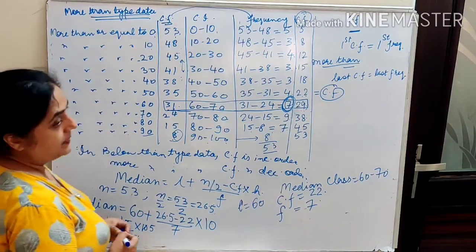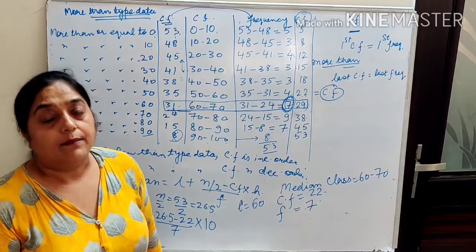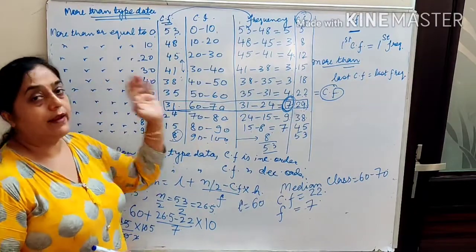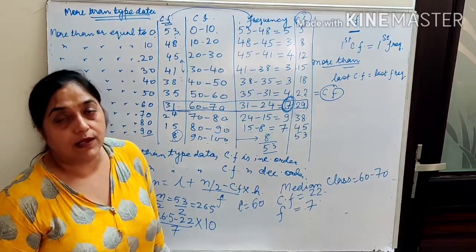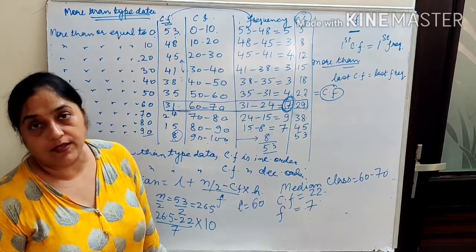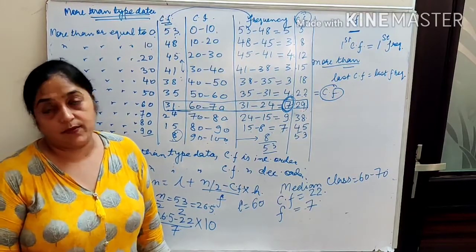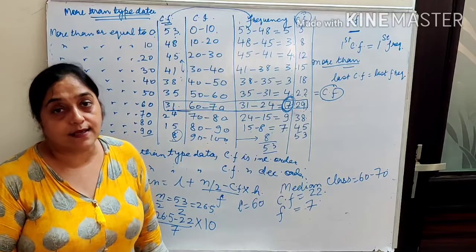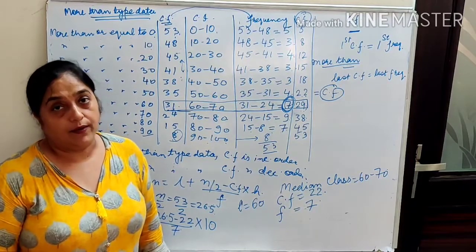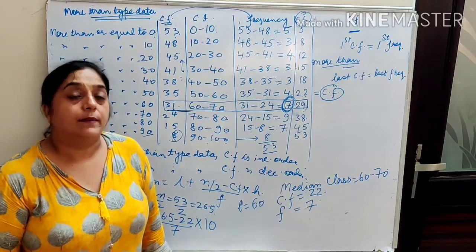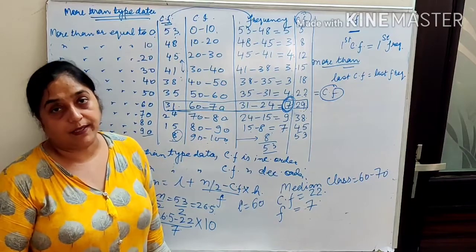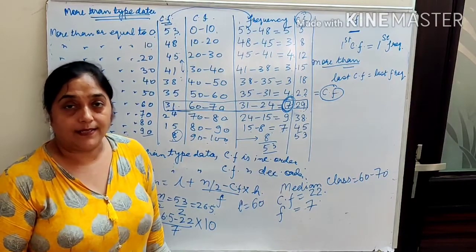So I hope the topic is clear to you: how to calculate median when more than type data is given to you, below than type data is given to you. What is the difference between the three measures of central tendency, mean, median and mode? In the next class, I will be telling you how to find out median graphically, right? Thank you, class.